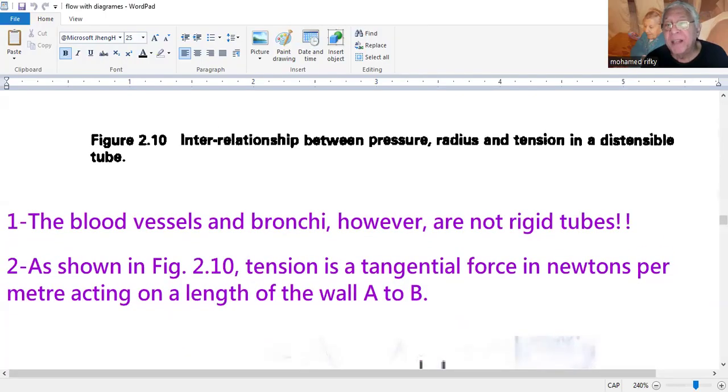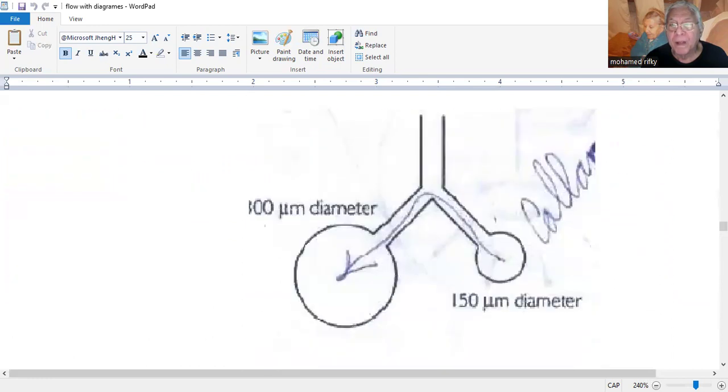So the blood vessels and the bronchi are not rigid; they are malleable. They can increase and decrease accordingly. This is the figure showing Laplace's law regarding the sphere, where, if there is no surfactant, the 200 micrometer diameter alveoli will extend much more than required, collapsing the small one.